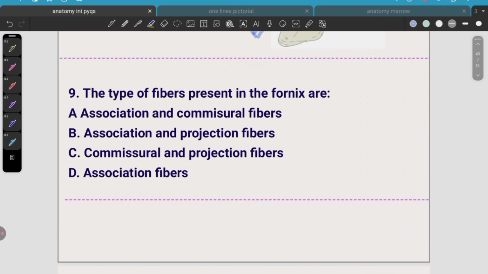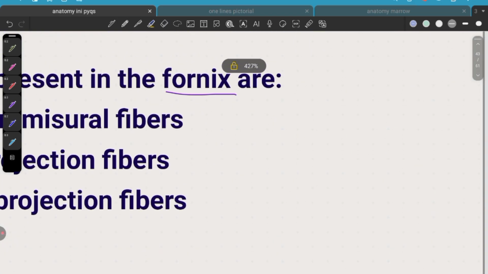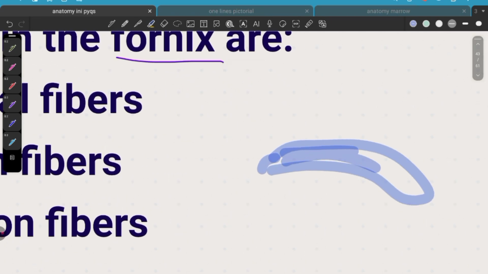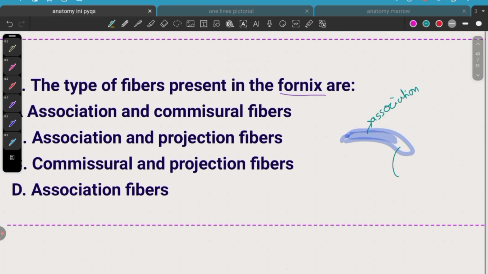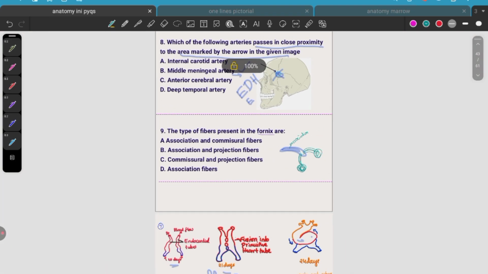Ninth one, the type of fibers present in the fornix. So they are asking what type of fibers are present. If this is the fornix, most of the fibers are nothing but association fibers. That means they help in association within the same cerebral hemisphere. Whereas commissural fibers help in connecting the opposite hemisphere at the same location. Like if in right it is supplying this region, in left also the same region has to be supplied.